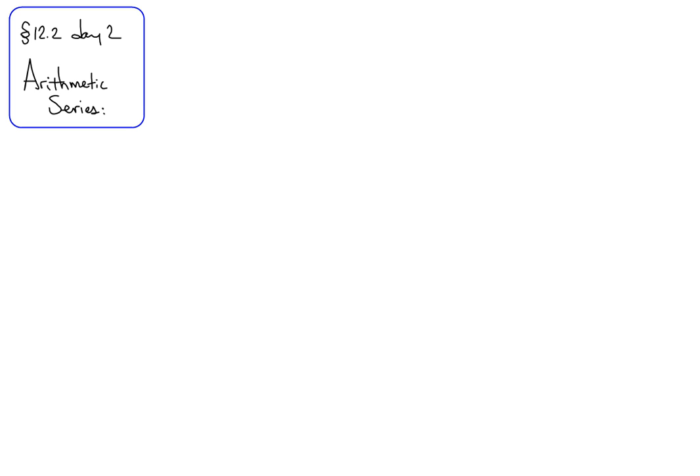Yeah, sequences are separated by commas. Series are separated by pluses. Technically, it can be minuses, but we want to think of it in terms of adding. So we're going to find the sum of these things. So we had a sequence, for example, yesterday that went 1, 4, 7, 10, 13, ... But if we want to look at a series, the commas get replaced with pluses.